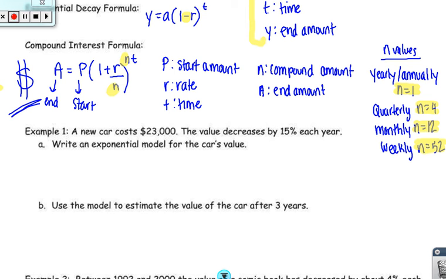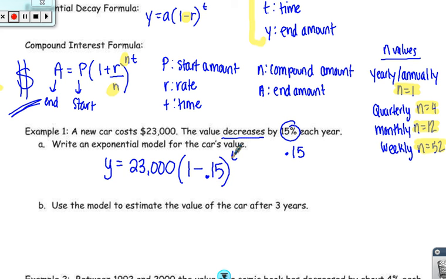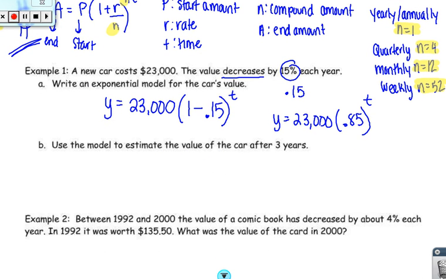I don't know what I'm ending with, but I know my new car costs $23,000 to start with. I know the value decreases, so that's a 1 minus situation, and it decreases by 15%. 15% written as a decimal is 0.15. If it's each year, I just have t. Time is every year. So if I take 1 minus 0.15, my equation will be 23,000 times 0.85 to the t, or x if you would like to use x.